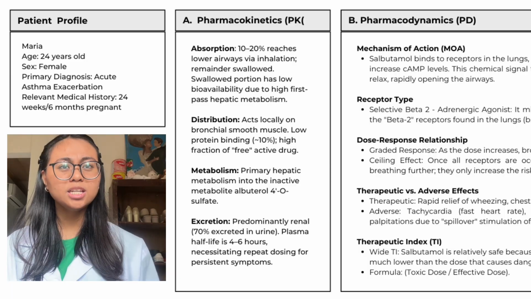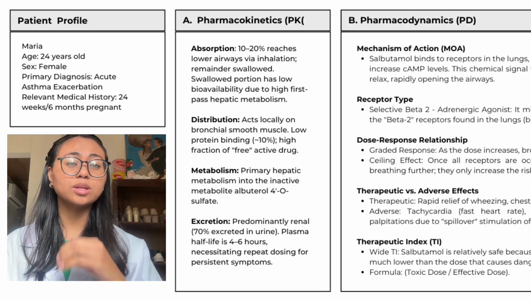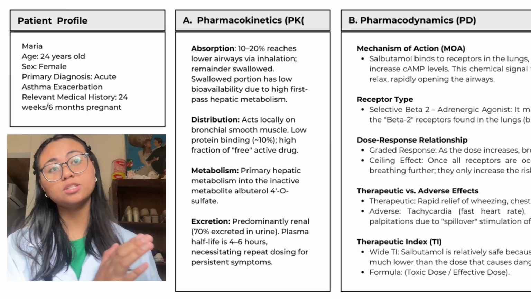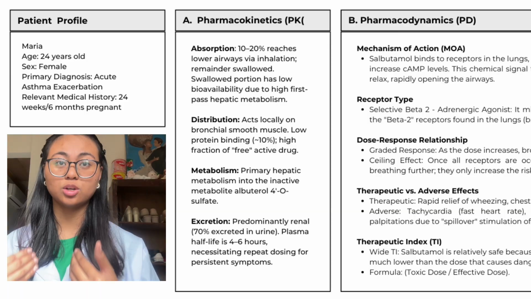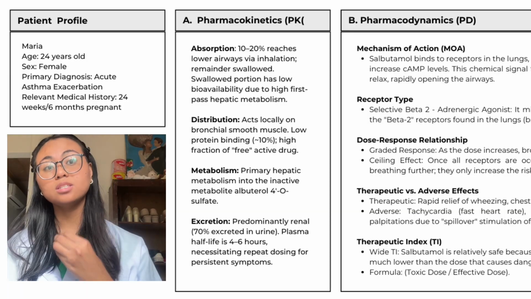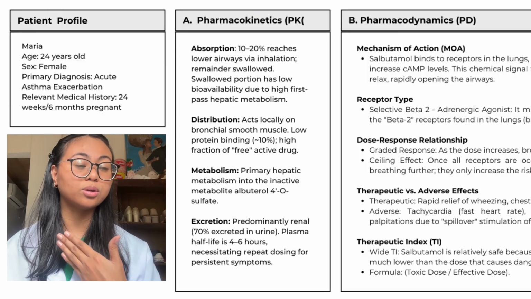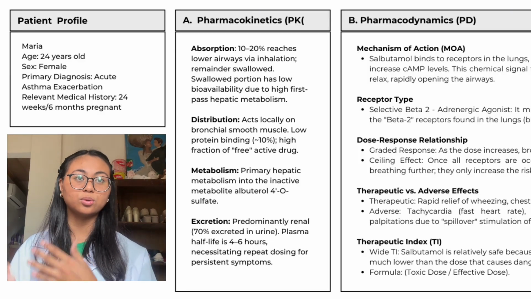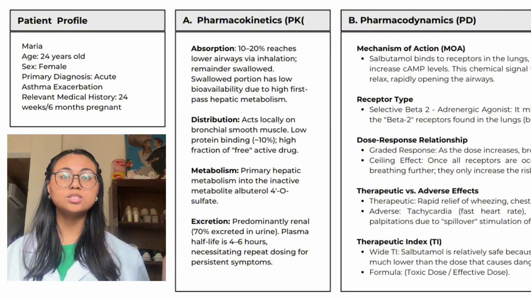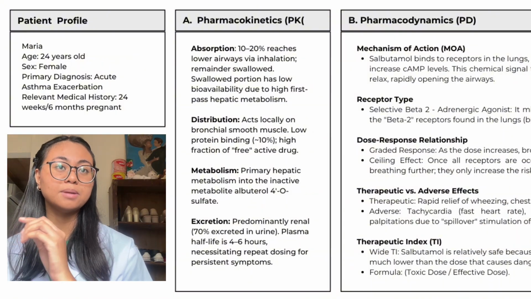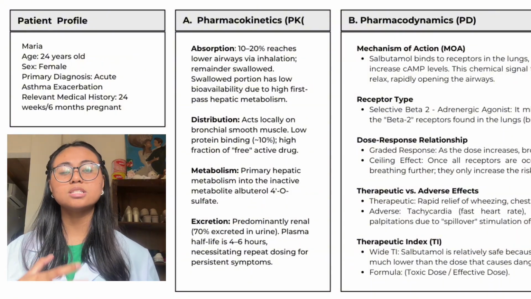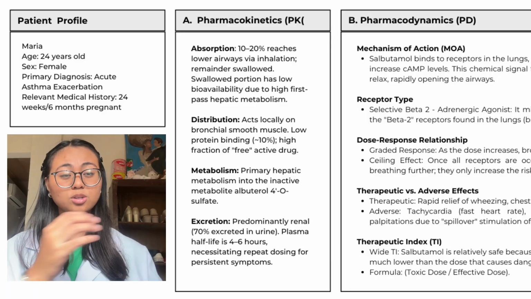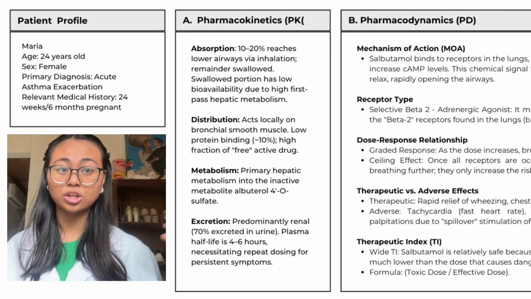For the first one, let us explain the absorption. Imagine when Maria inhales, only 10% to 20% of that drug actually reaches her lower airways because the rest, about 80%, gets swallowed. It gets stuck at the back of the throat. Because salbutamol undergoes significant first-pass metabolism in the liver, the swallowed portion has very low bioavailability, so it doesn't get circulated in the system.